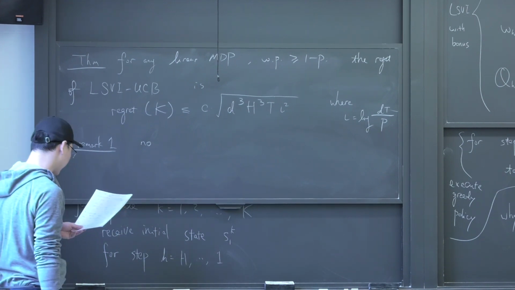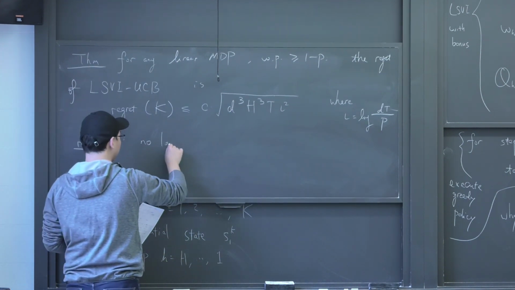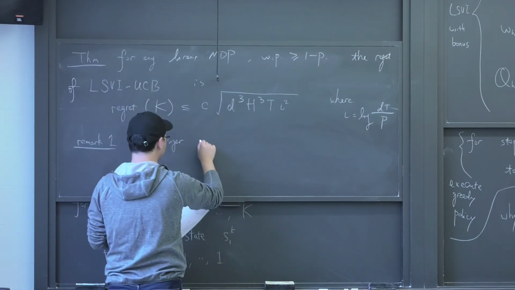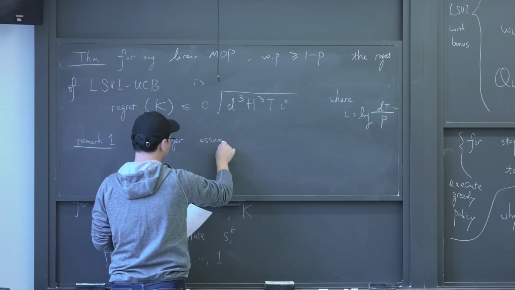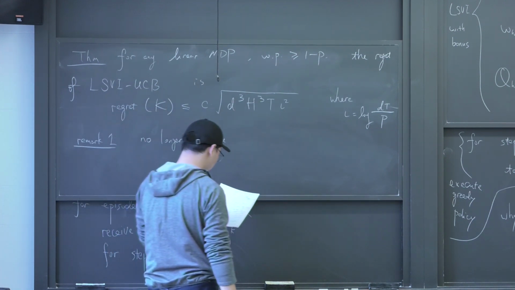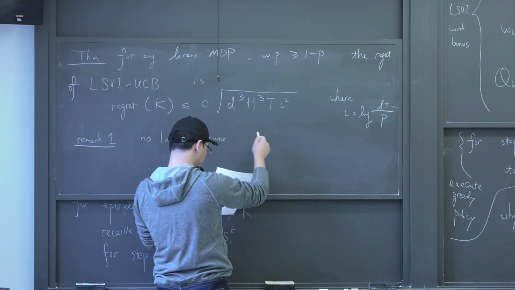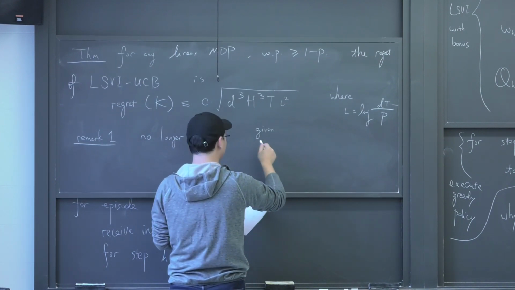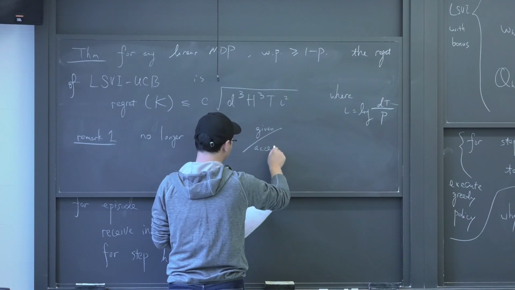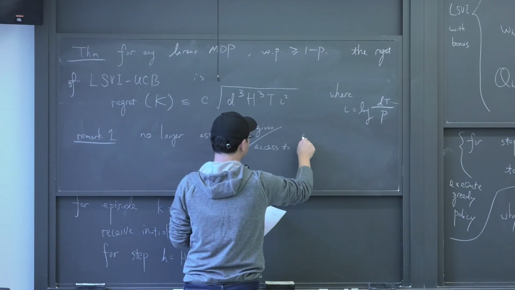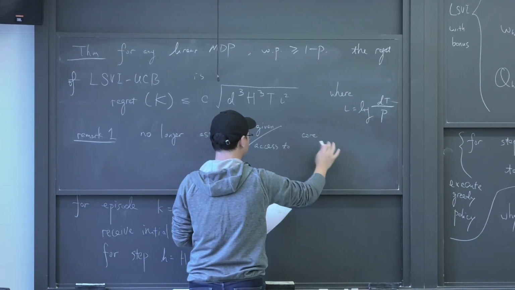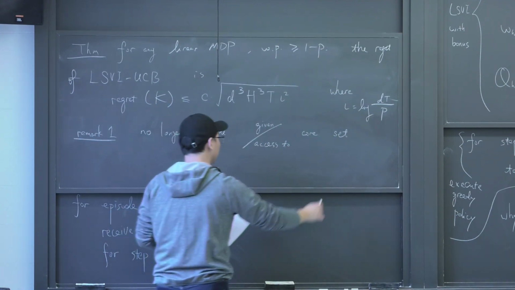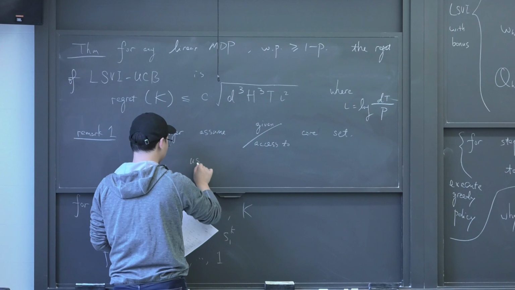So at a high level, the most important thing we observe, the improvement of this LSVI-UCB versus the previous core set approach, is that we no longer assume we are given the core set or can query the core set, or have access to it. We use optimism to explore.